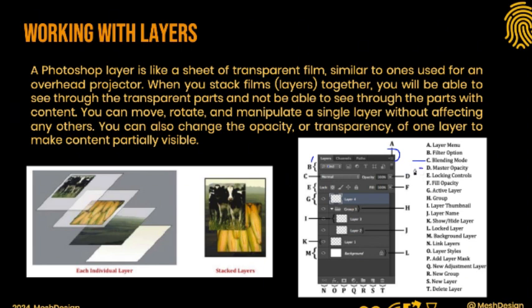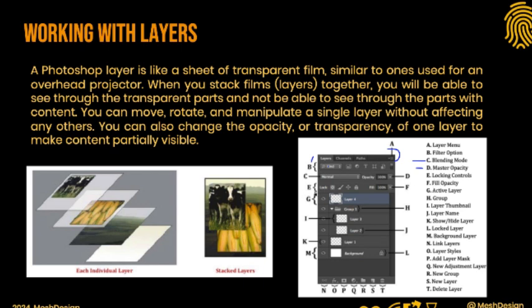And then D is master opacity. As the name says, you can change the opacity or transparency of one layer to make the content partially visible. So this is what the opacity does. It can increase the transparency of one layer and make it partially visible or fully visible.